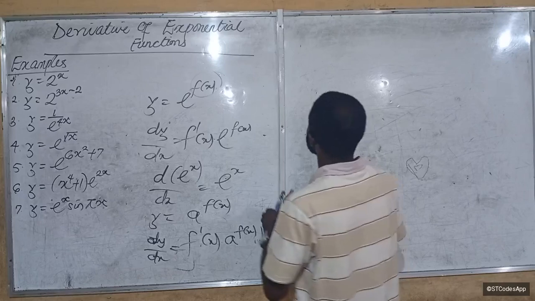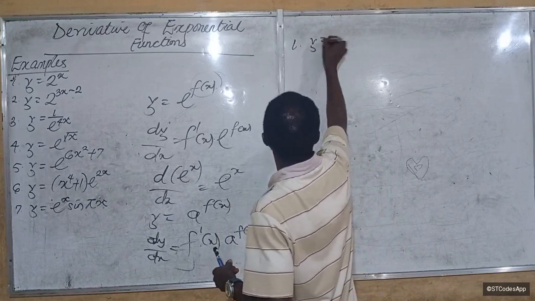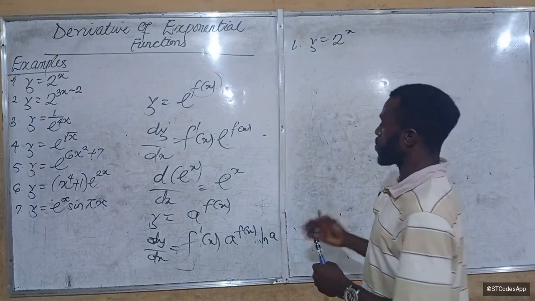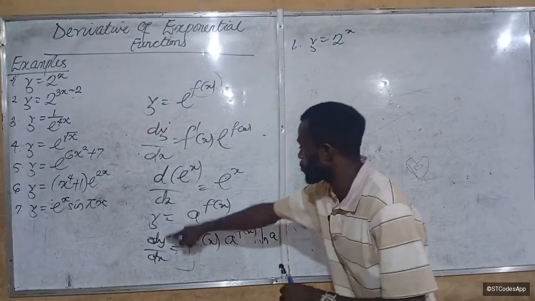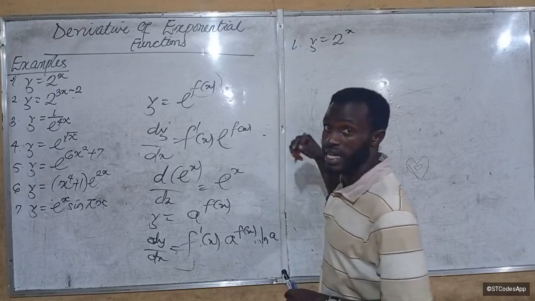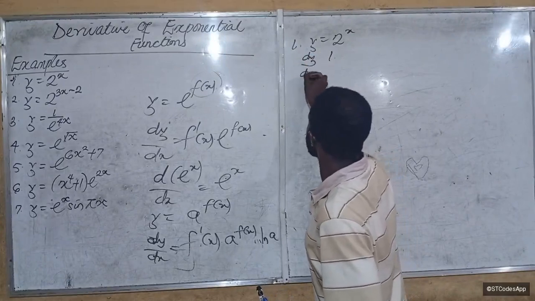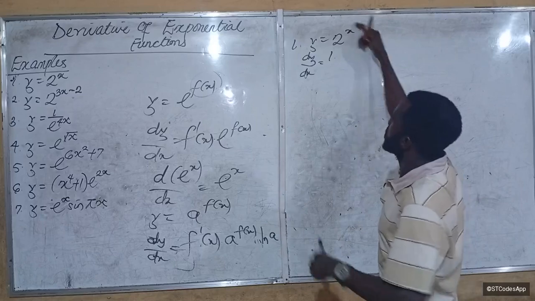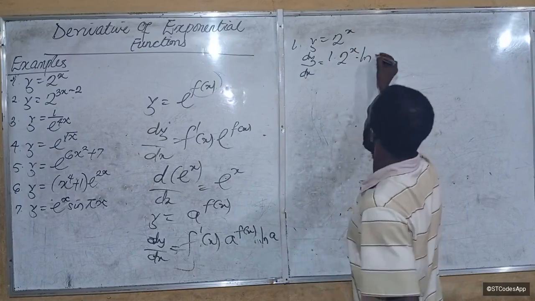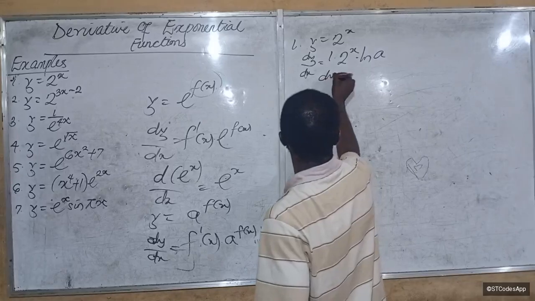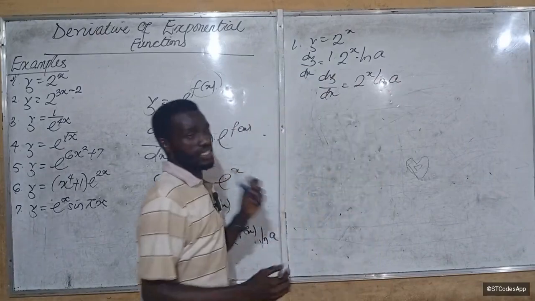Number one says we should differentiate y is equal to 2 raised to power x. Following this formula, since we have a constant raised to power x, we'll differentiate the power first. The derivative of x is 1, so dy dx will be equal to 1 multiplied by the function itself, 2 raised to power x, times ln a. Exactly. So our answer becomes dy dx is equal to 2 raised to power x ln 2. And that is the answer.